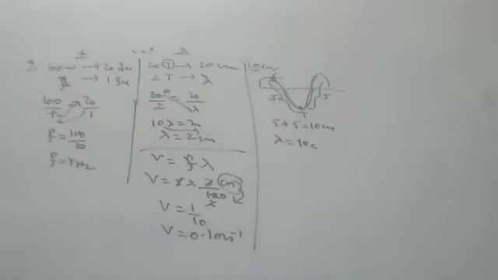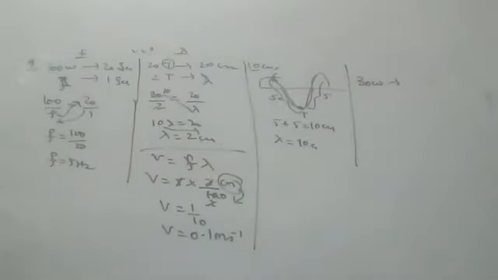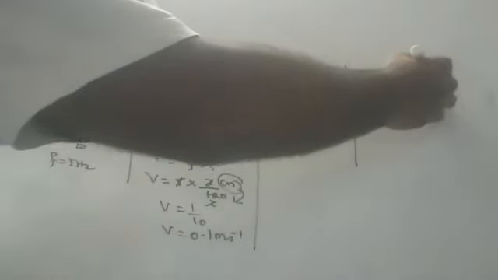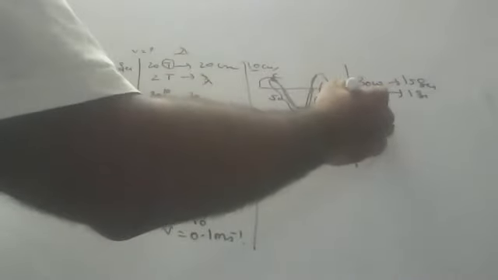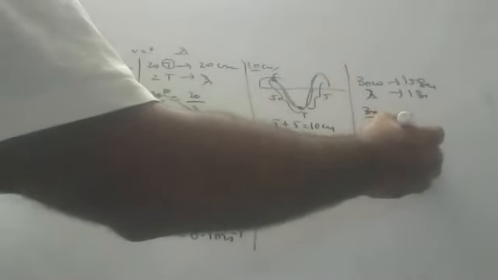And 30 waves take 15 seconds. Okay, 15 seconds. In 1 second, how much? So 30 by f is equal to 15 by 1. F is equal to 30 by 15, which is 2 hertz.